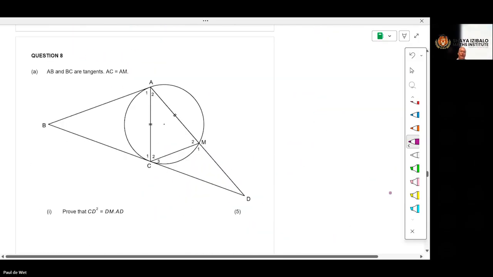Now, this is interesting because it's a Euclidean geometry question. It's 5 marks. There's no scaffolding. There's no help.